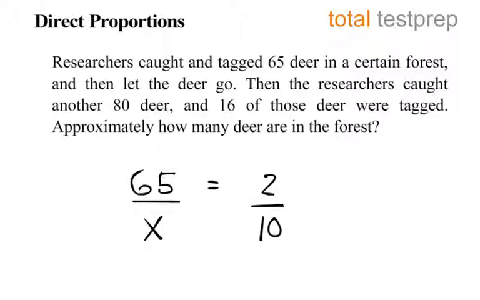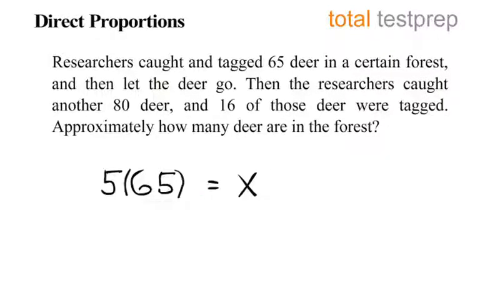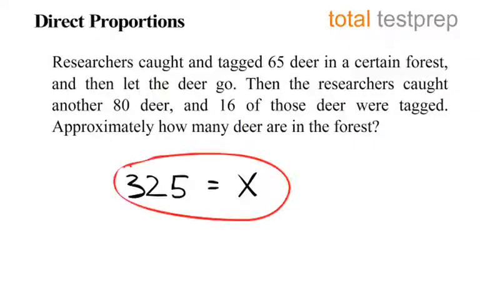We can reduce that further to 1/5. And we have 65 over x is equal to 1/5. We'll cross multiply and we get 5 times 65 is equal to x, or 325 is equal to x, which means that there are approximately 325 deer in the forest. We say approximately because this is a statistical method of approximating populations, but our answer is precisely 325.